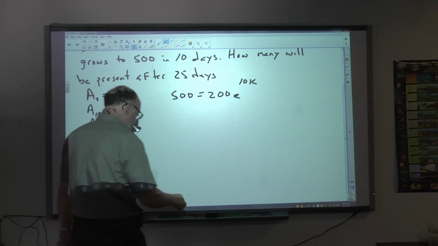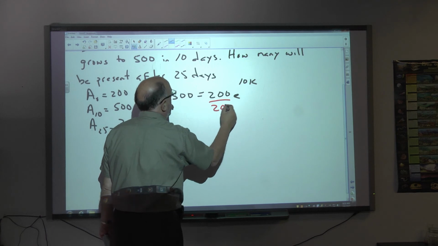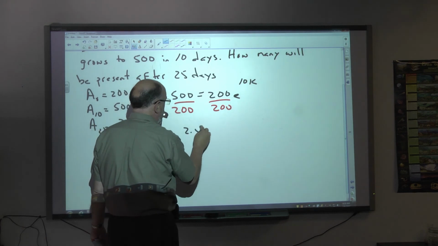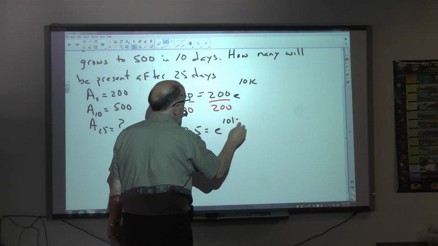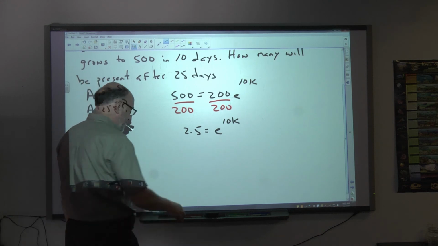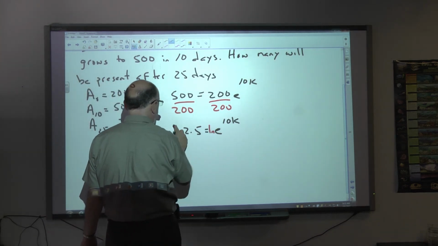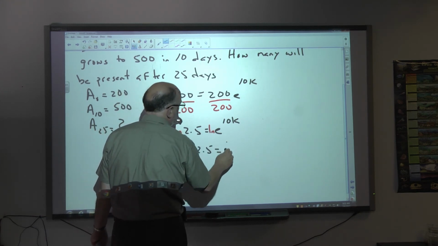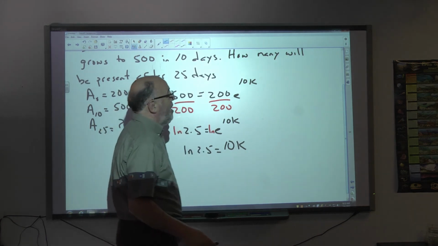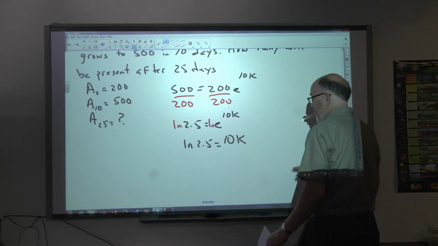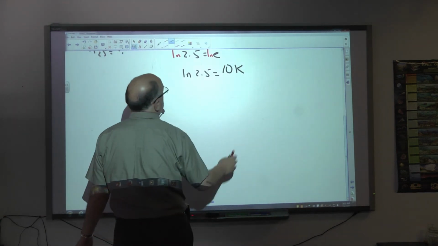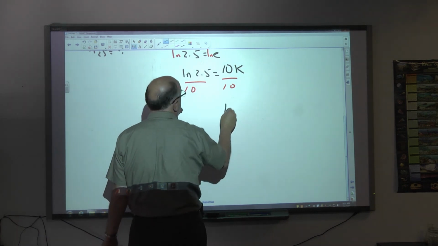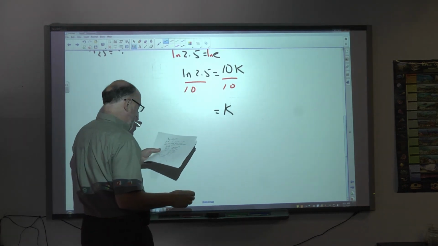Okay. We're going to solve for k, so we're going to divide by 200, divide by 200, so 2.5 equals e to the 10k. Again, opposite of e is natural log, so natural log of both sides. So the natural log of 2.5 equals 10k, and then lastly divide by 10. And so we divide this by 10, divide that by 10, and we find out that our k value in this case is 0.092.